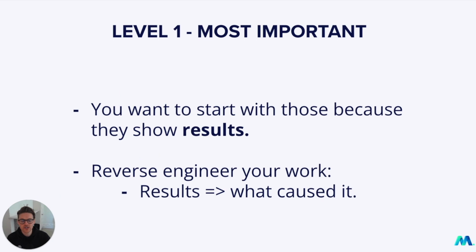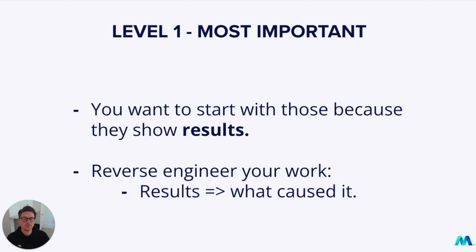So the next point is, you want to start with those because they show results. Google Ads is an outcome-based channel. We want to focus on results first, then reverse engineer. Once you know your results, start to look at what caused them, and that's what the next video will cover. Once you know the results on a campaign, ad group, or keyword level, you can start looking back at what the keyword was, what the ad was, what the cost per click was, what the impression share was, what data helped deliver the result.